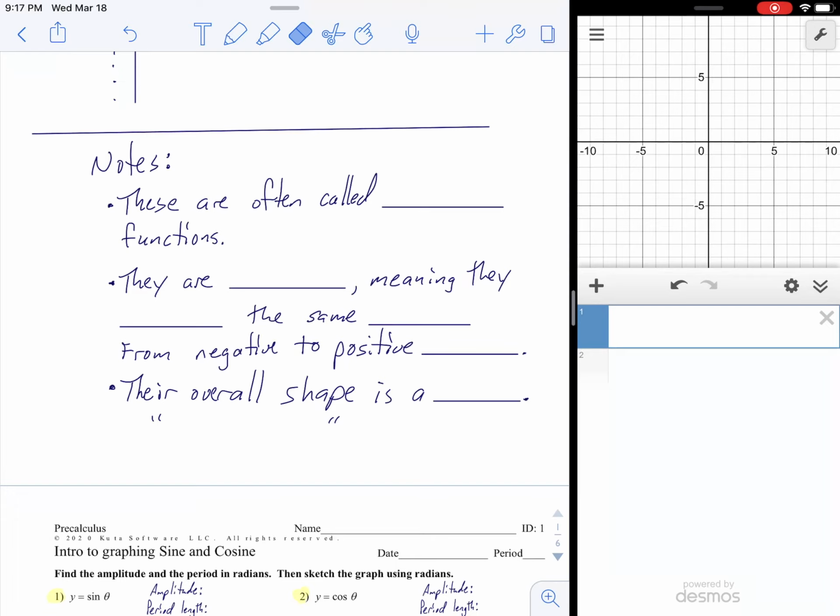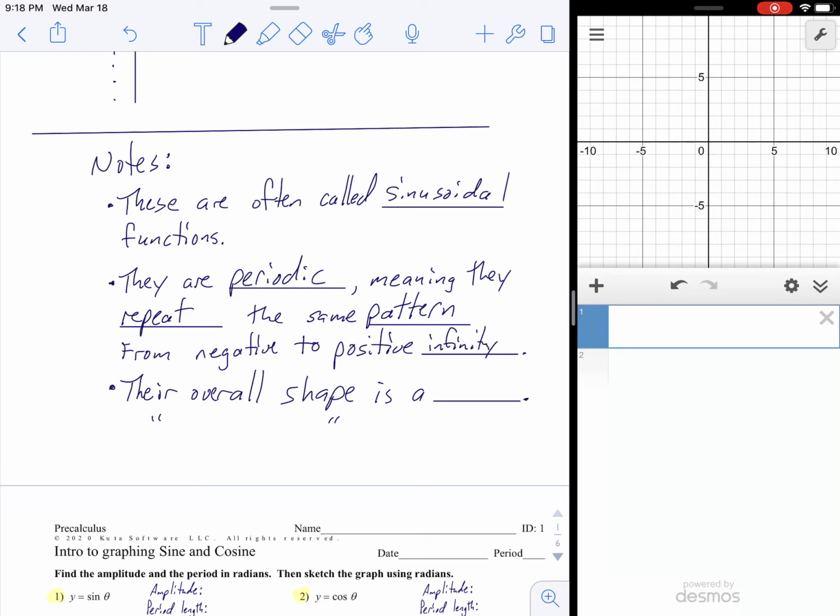Both of these are often called sinusoidal graphs. Sinusoidal graphs. They are periodic functions. They are periodic, meaning they repeat the same pattern from negative to positive infinity.